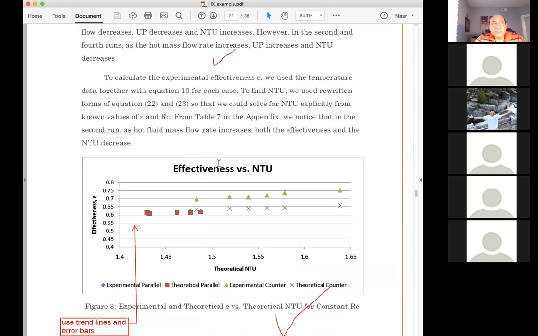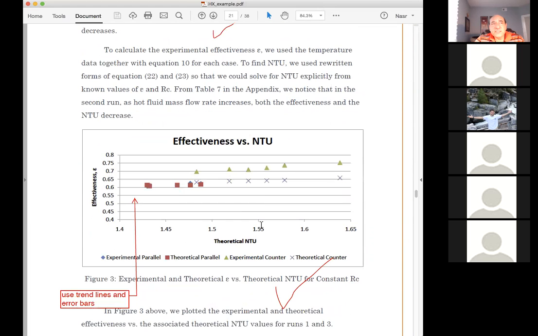And then the results, they have graphs, but it's kind of an old report, so they didn't have MATLAB to show very nice and neat values. So it should be effectiveness versus NTU. And they have scattered numbers here. It looks pretty bad. The theory should be kind of a line going through, and then the experiment should be a dot, and then an error bar on the experiment. That's the way that we'd like to see it.